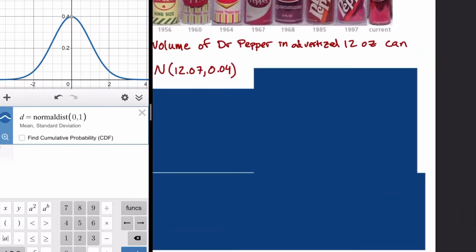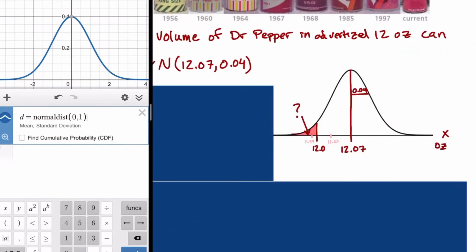So let's go to our picture first. And in our picture, we have our distribution with its mean of 12.07 and standard deviation of 0.04. In the last lecture, we would see how we would then tick mark off going down one standard deviation and another standard deviation, so that way we could use the 68, 95, 99.7 rule. But in this example, notice that this 12 ounces does not land nicely on one of our integer z-score values. It's between them.